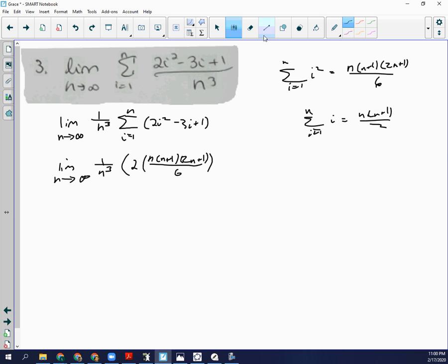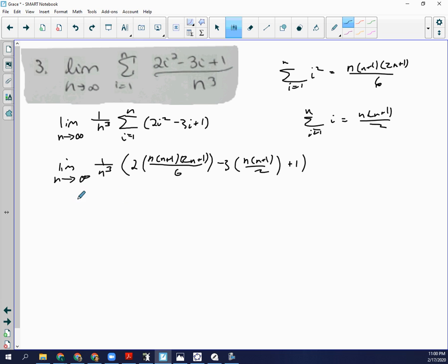And then minus 3 times this, the sum from i equals 1 to n of i, n times n plus 1 over 2, plus 1.